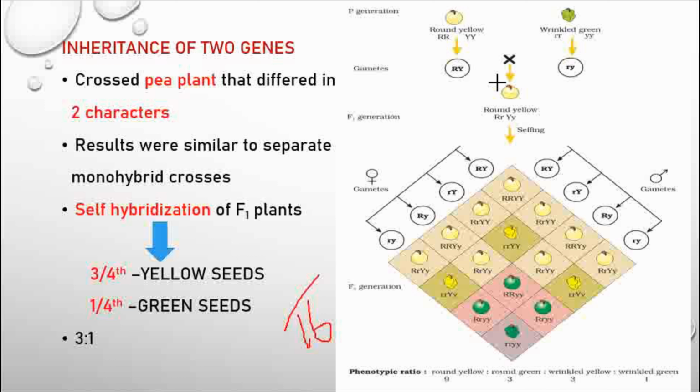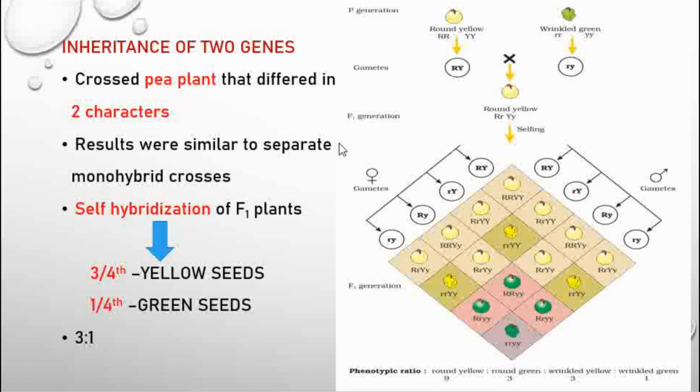So the results were similar to the separate monohybrid crosses. Whatever result we get in a separate monohybrid cross, we got the same result in the dihybrid experiment also. Whether we do a monohybrid cross for round and wrinkled, or for yellow and green, that ratio was maintained in this dihybrid cross also. Next, let's move on to the next slide.